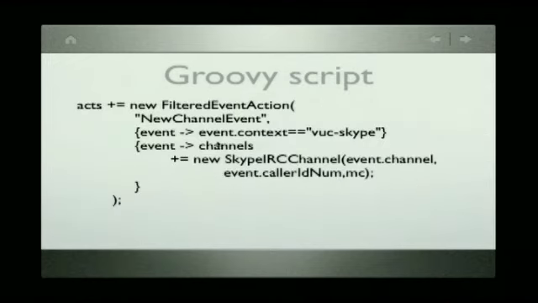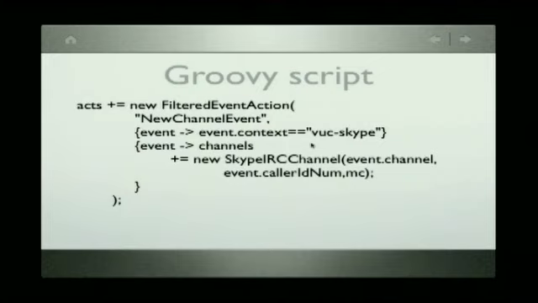So here's a Groovy script. And what I'm doing is I'm creating a filter for events that are new channel events. So a new channel comes up in Asterisk because there's been a new call coming in. And then this filter will get offered that event. And what we'll do is we'll look to see whether the context of the new channel event is the VUC Skype. And if it is, then I've got something to do. And if it isn't, then it's another call that's nothing to do with this process. And if it is, I create a new action here that goes off and does something with that event. And in fact, in this case, triggers off the Skype IRC gateway for that single channel.